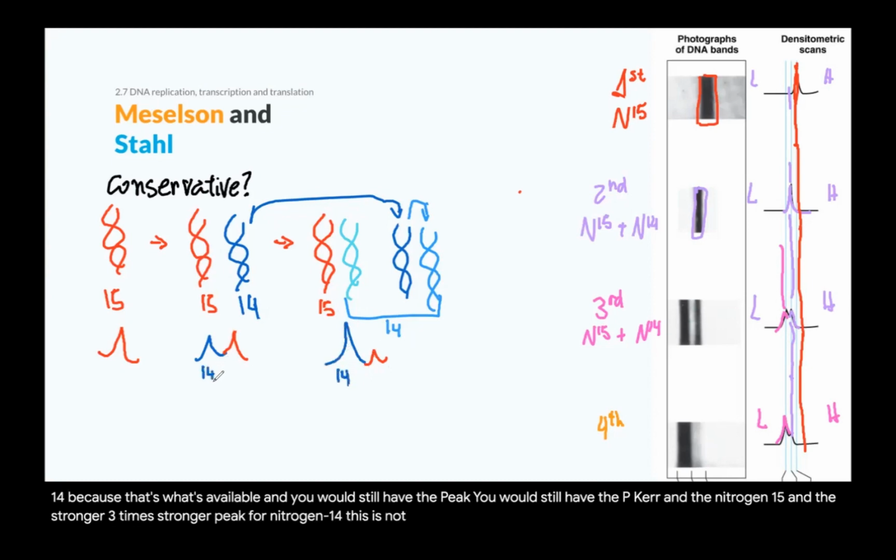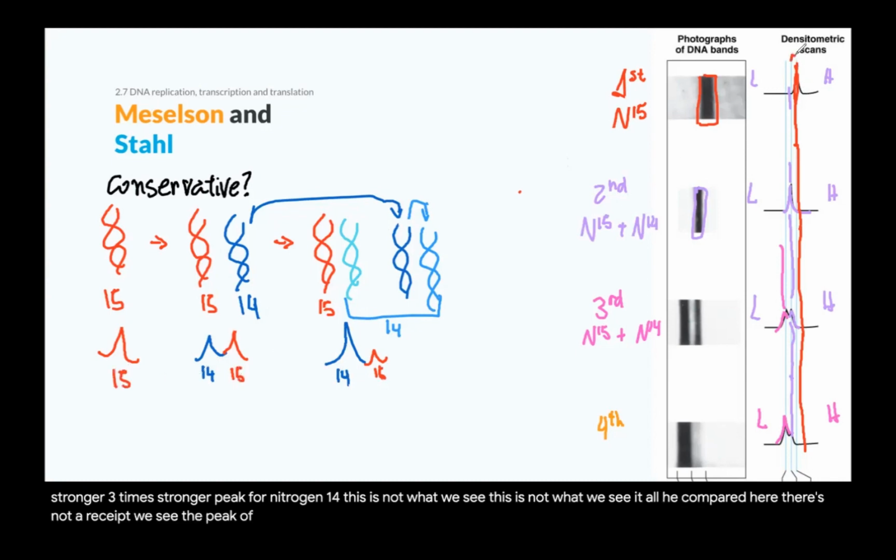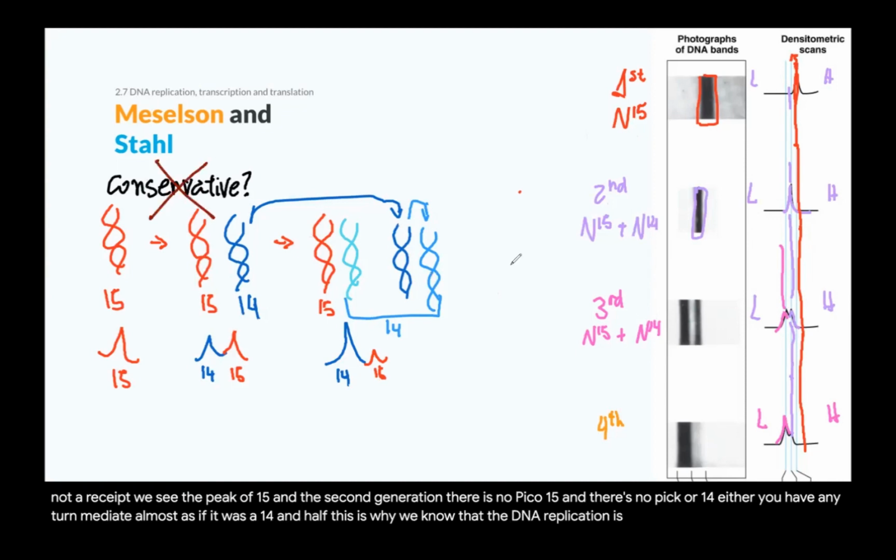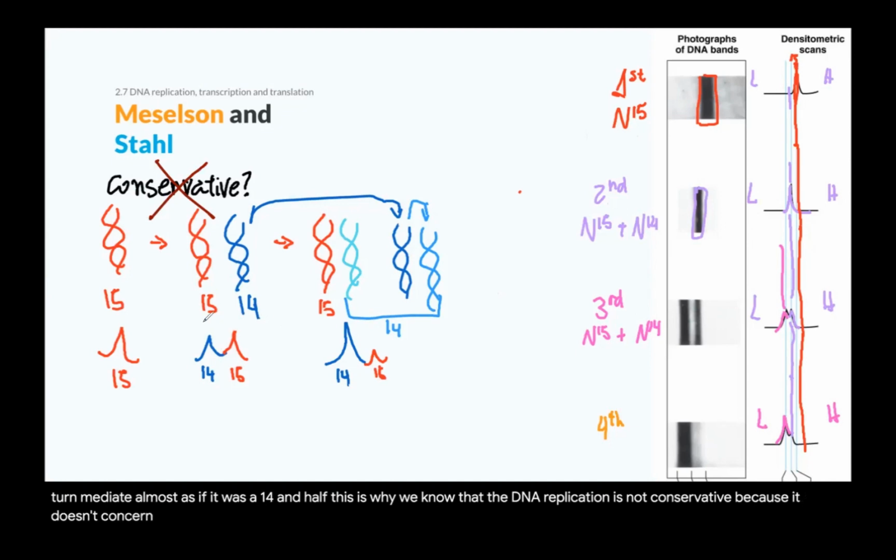This is not what we see. This is not what we see at all. See, compare here. This is not what we see. We see the peak of 15, and the second generation, there is no peak of 15. And there's no peak of 14 either. You have an intermediate, almost as if it was a 14 and a half. This is why we know that the DNA replication is not conservative, because it doesn't conserve the peak of nitrogen 15 DNA. It disappears. So DNA replication is not conservative.